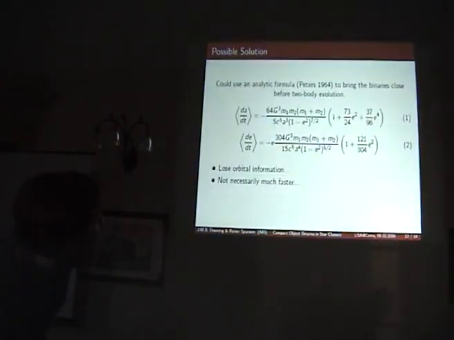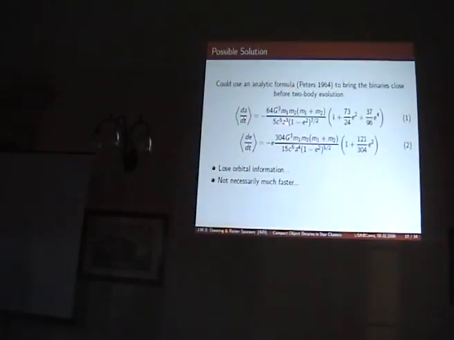So again, we're looking at ways of fixing this. One would be to evolve them semi-analytically a little bit further in before we start turning on the full PN. However, the problem with that is that you use Peters and Mathews kind of semi-analytic formulas, and you start to lose orbital information at that point. And it's not necessarily much faster to actually numerically integrate these equations if you're trying to get the same degree of accuracy.